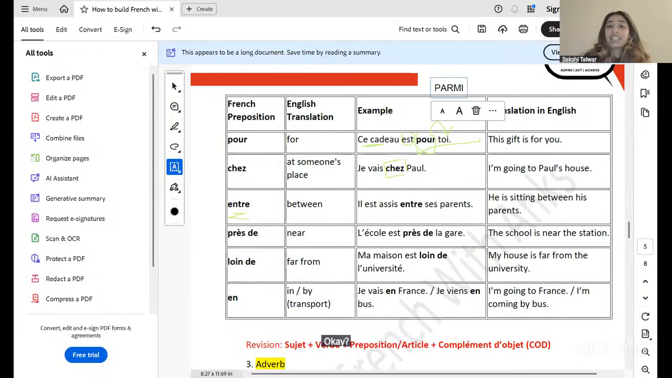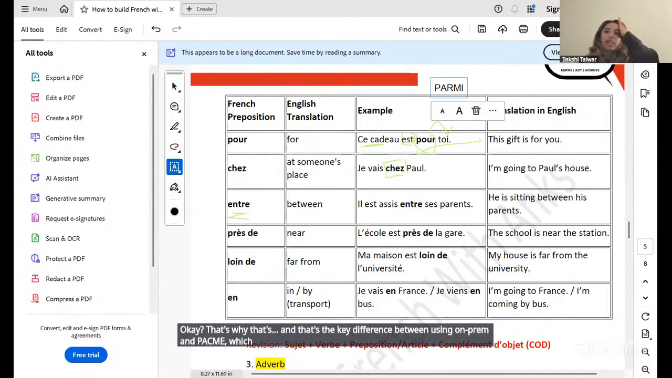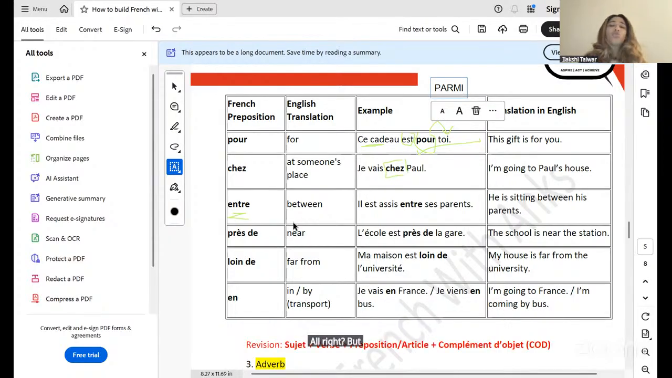Okay, that's the key difference between using entre and parmi, which I often see people messing up at higher levels too. So you should just know the difference. All right, but excellent. Thank you so much for that help.